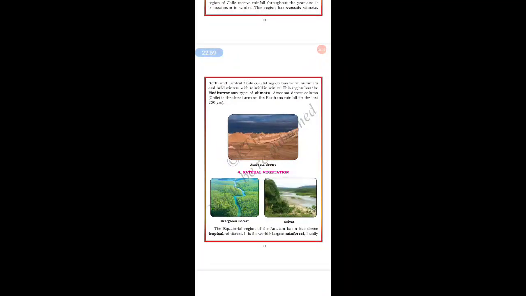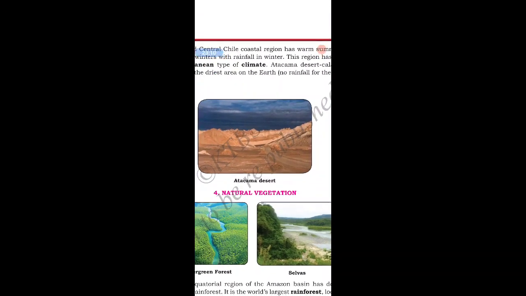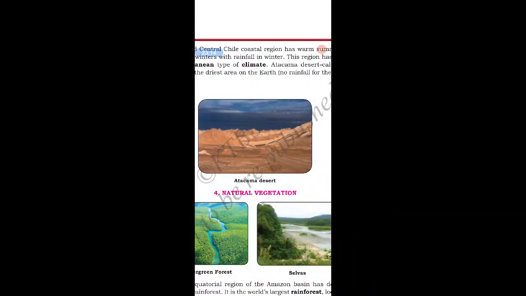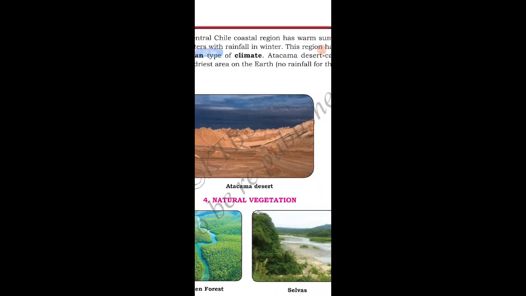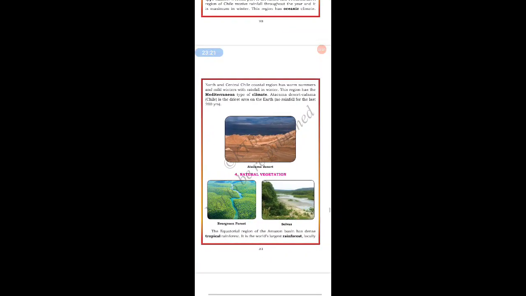The Atacama Desert, Calama, Chile is the driest area on the earth. No rainfall for the last 200 years. So this is the image of the Atacama Desert, students. It has not had any rain since the last 200 years, and it comes under South America.